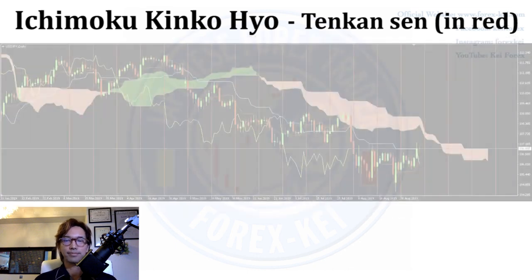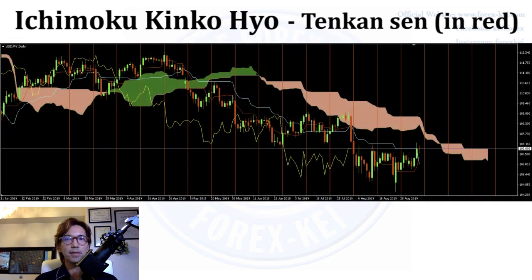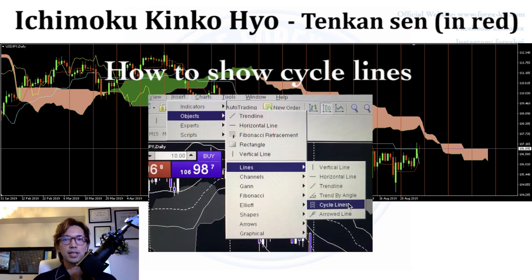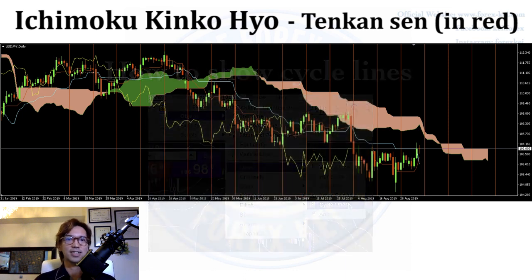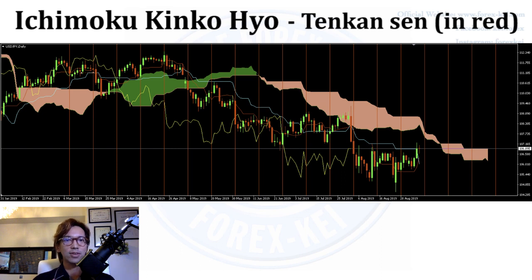And here we go. By the way, for those who don't know how to show these cycle lines, if you're using MT4 or MT5, you go to Insert, Objects, Lines, and click on Cycle Lines. And you drag 9 periods, then you get these lines. You don't have to draw each line one by one, that would take forever, right? Anyways, I put numbers on each line so that you will know which line I'm talking about.